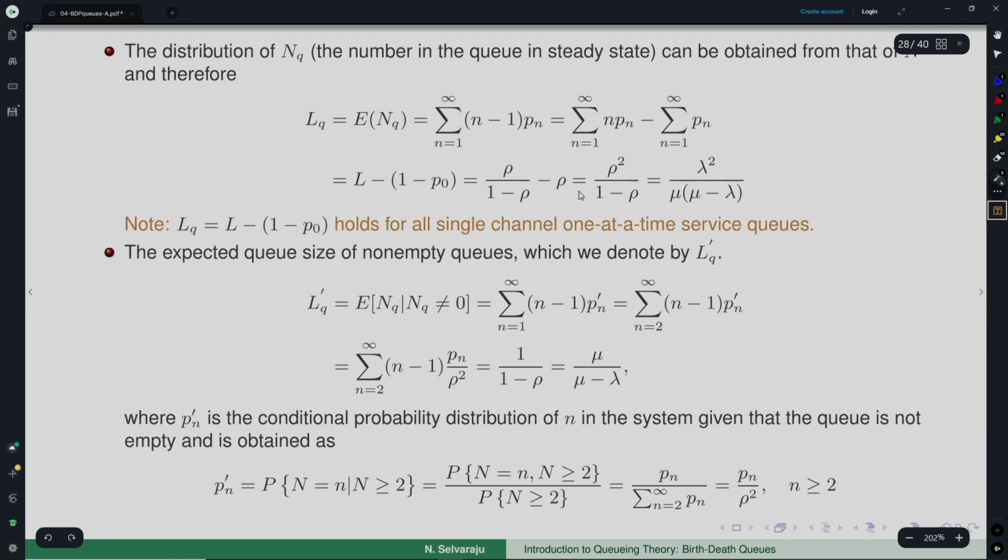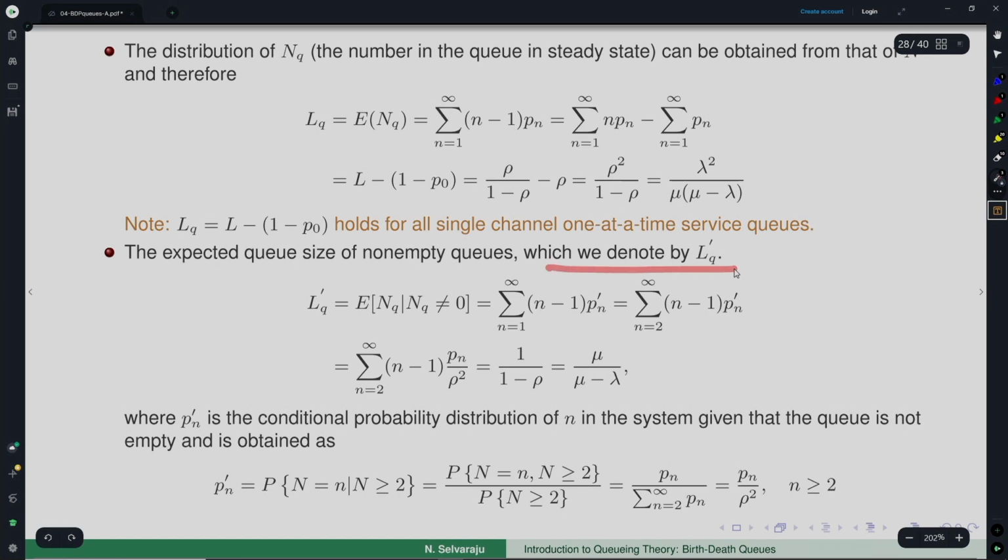Again, you can analyze this Lq, but sometimes what is of interest is the expected queue size of non-empty queues. Given that there is queuing, what is the expected size of the queue? We denote it by Lq dash. Lq dash is the expected value of Nq given that Nq is non-zero, which is the same as the expectation where Pn dash is the conditional probability distribution of n in the system given that the queue is not empty.